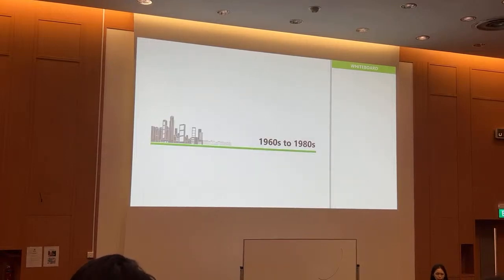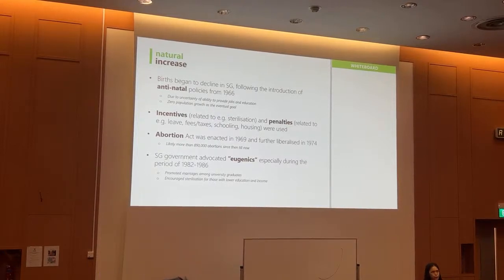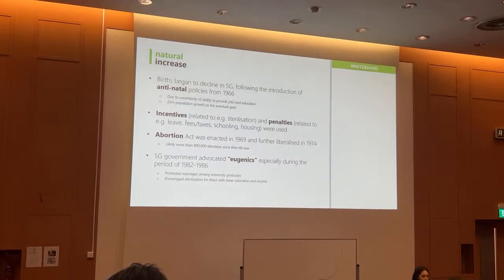Now we move towards the next era, the era of the 1960s, which is another significant turning point. In this era, the Singapore government, led by PAP, decided to reduce births through the introduction of antenatal policies. Because the government was worried about its ability to provide jobs and education if this speed of population growth kept on continuing strongly. The ultimate goal of the government was to have zero population growth.